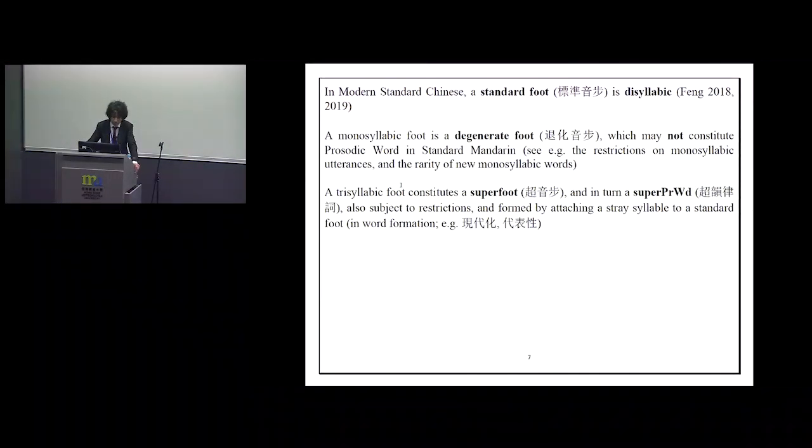You can have a trisyllabic foot, of course. This works fine. It's called the superfoot, a 超音部, which is basically built by adding a syllable to an already existing foot. Like 现代 becomes 现代化, or 代表 becomes 代表性. This type of construction is not the preferred word form, but it's entirely possible.